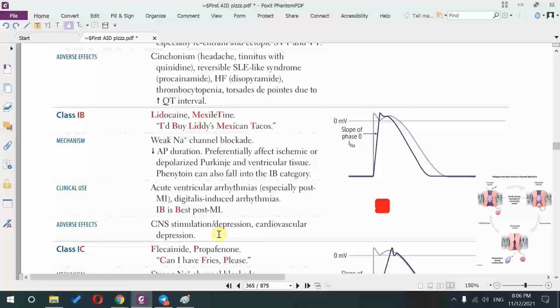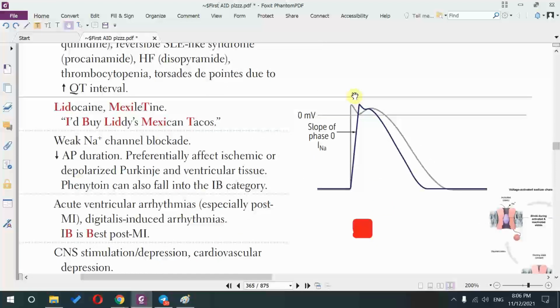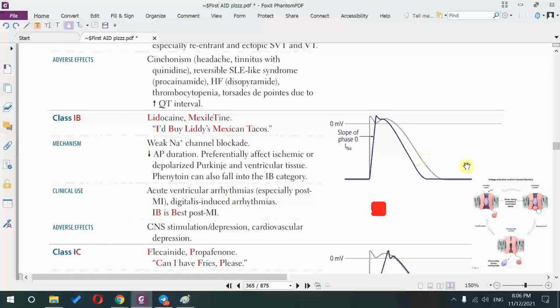Then class 1B, notice the gray is normal and the blue is with the drug. So guys, notice here, the QT is actually decreased. It's not prolonged, it's decreased here. Yes, because it's shifting from here to here. So it has a weak sodium channel blockade, and the action potential duration is much lower.